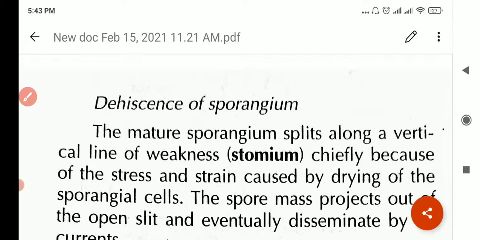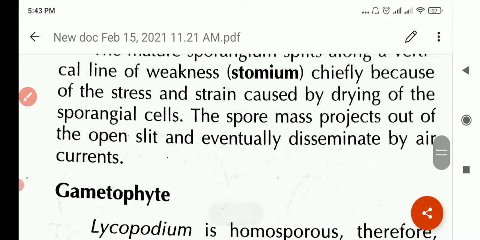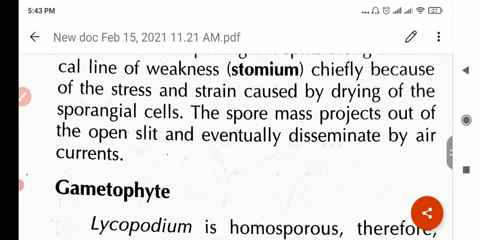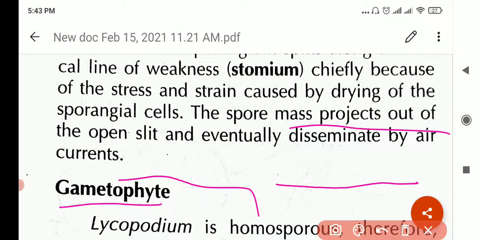So why did this sporangium split? It's because of the stress and the strain that is caused by the drying of the sporangial cells. Because when meiosis happens, a lot of water is absorbed by those spores. A lot of activity is happening. Just like you, if you study a lot, you feel very hungry, you feel very thirsty. So what happens when this stress and strain is so high? Finally, it will crack and the spore mass will just explode out. It will project out of the open slit and be sent to different places by the air currents.